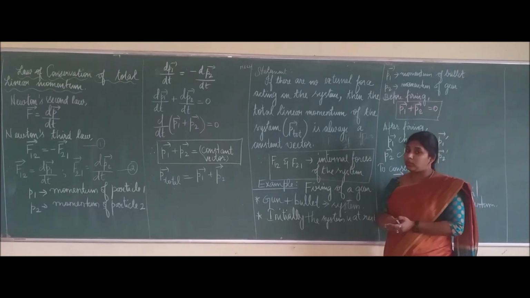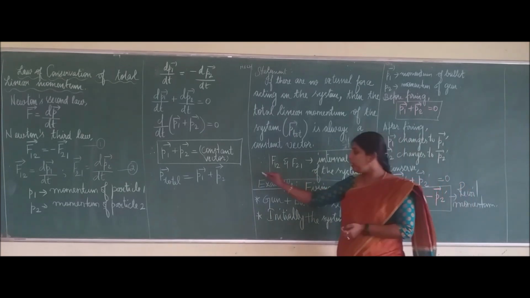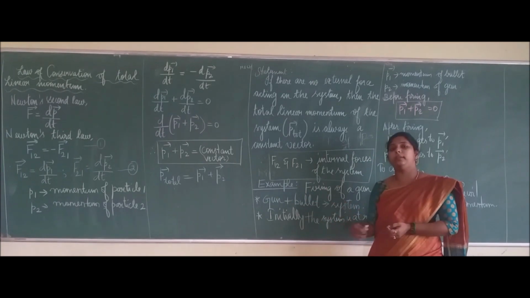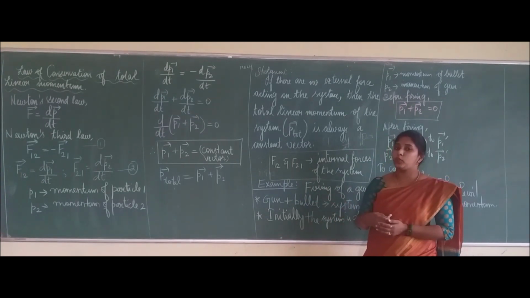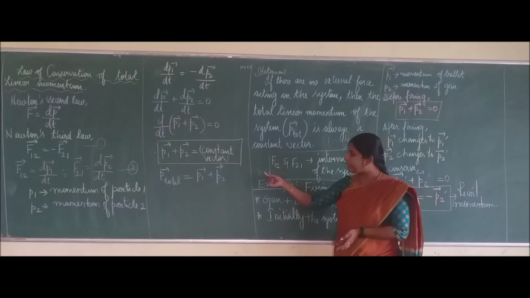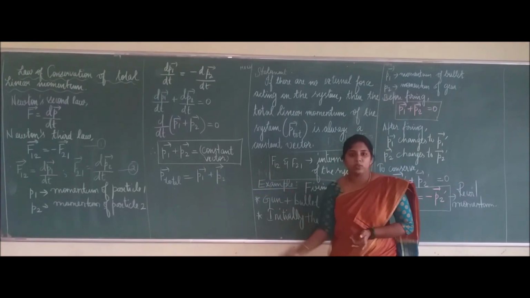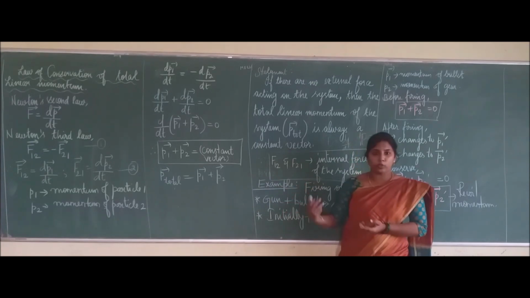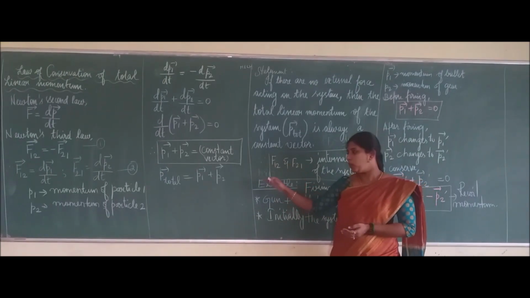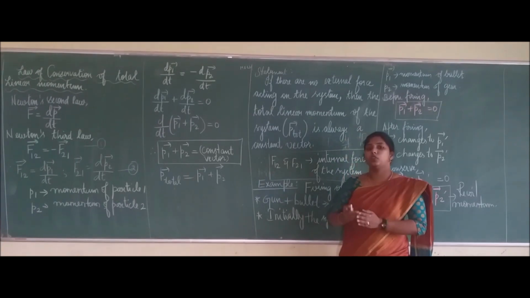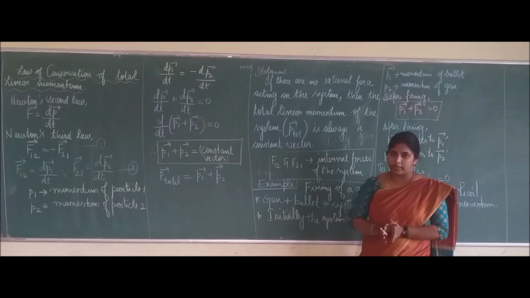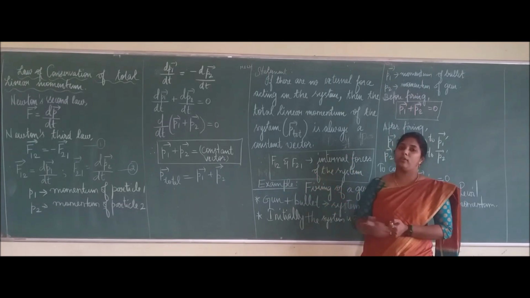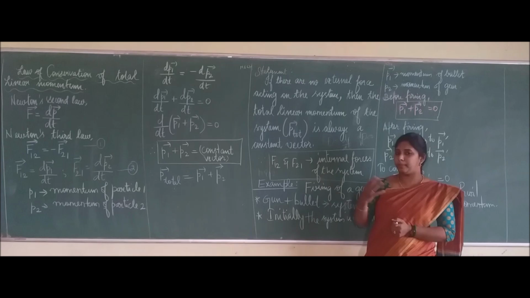And one more important thing: P1 and P2, the separate terms for linear momentum, are individual terms and can be made to vary. But P1 vector plus P2 vector is always a constant vector. Individually they can vary, but when we add the two, the total linear momentum is always a constant vector. And what is the meaning of the law of conservation of momentum? What is the main meaning here?